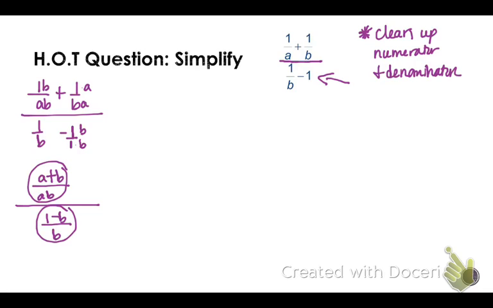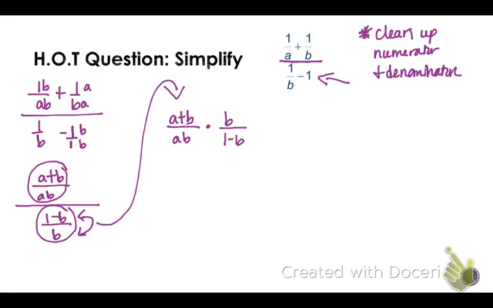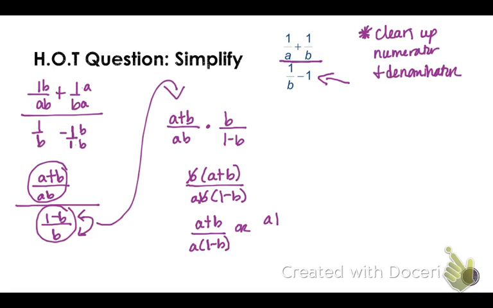We can divide. Remember, in order to divide fractions, you keep the top and you multiply by the reciprocal of the bottom. Top times top, bottom times bottom. I'm left with b times a plus b over ab times 1 minus b. b divided by b is 1. I have a plus b over a times 1 minus b, and that's my final answer. Or if you really want to, we could distribute the denominator and have a minus ab.